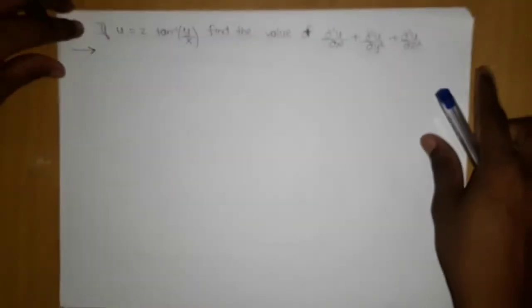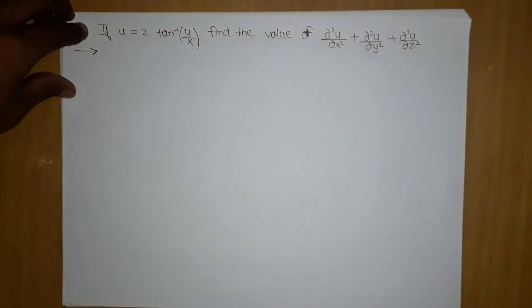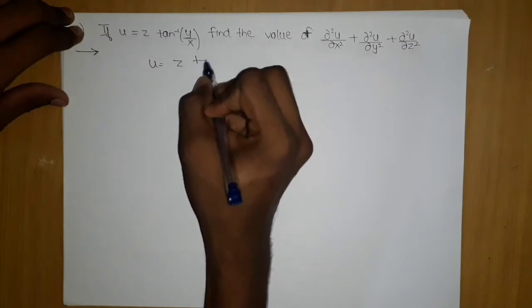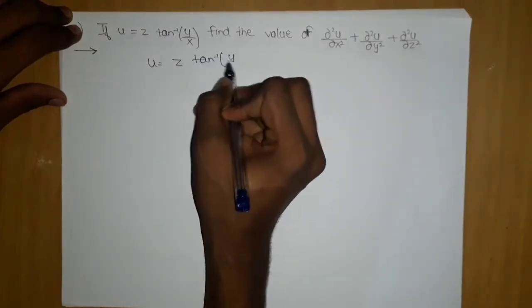Now let's take the first question, which is as follows. If u equals z into tan inverse y by x, then find the value of dou square u by dou x square plus dou square u by dou y square plus dou square u by dou z square. Now what you have is u equals z tan inverse y by x.